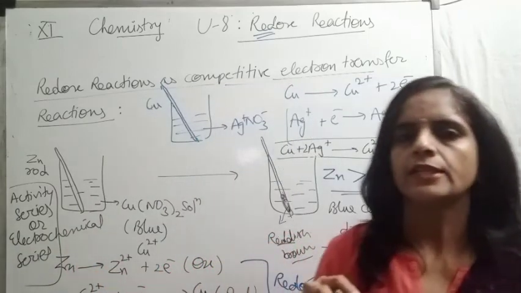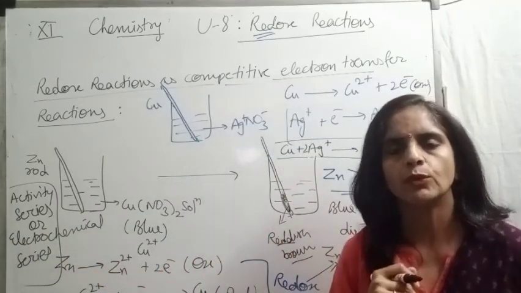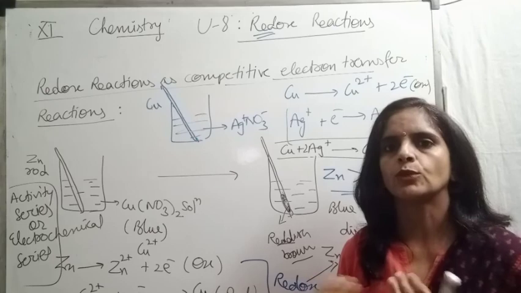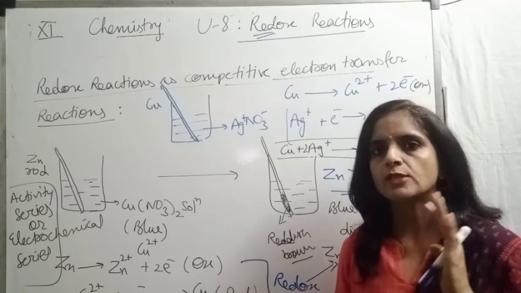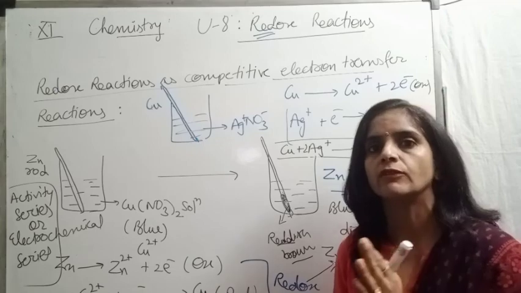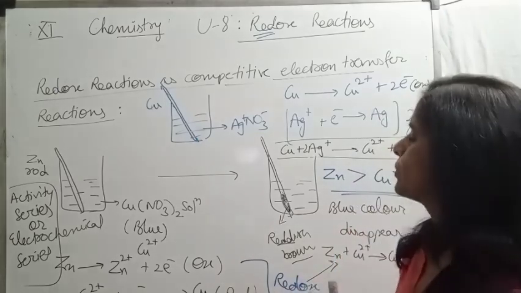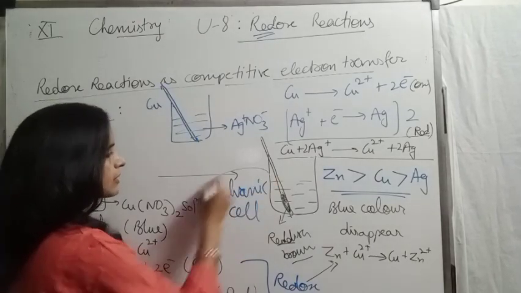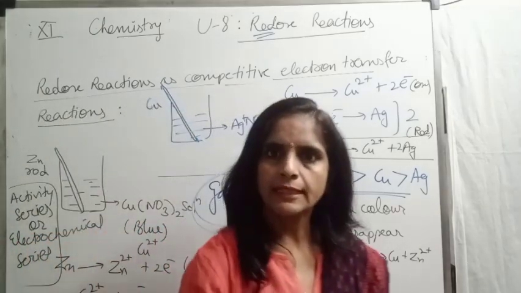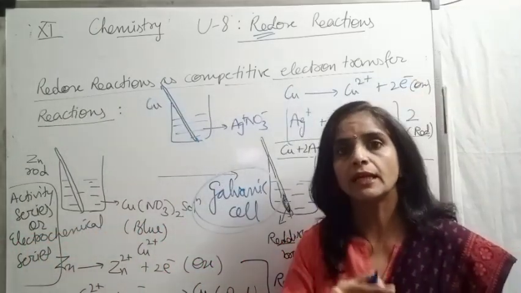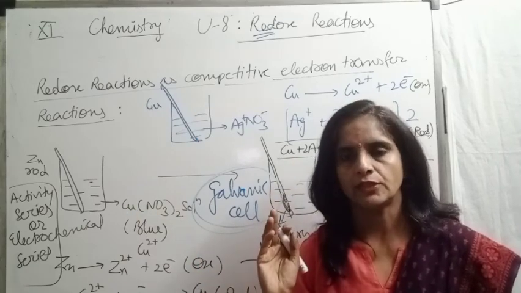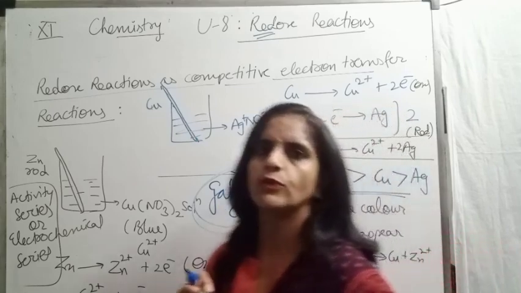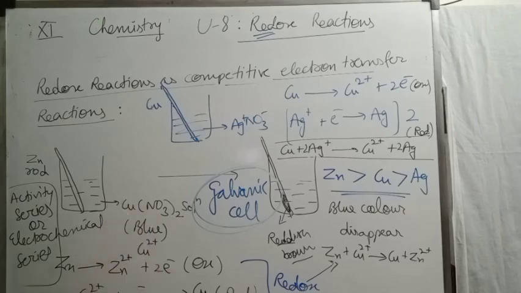Here metals are arranged in a specific order in which they lose electrons, and this activity series, or competitive electron transference among metals, is very helpful to construct a galvanic cell. Very helpful to construct what? Galvanic cell. Galvanic cells are the cells which convert chemical energy to electrical energy. In detail, we will talk about galvanic cells in class 12th. But what are galvanic cells? Those which convert chemical energy into electrical energy.